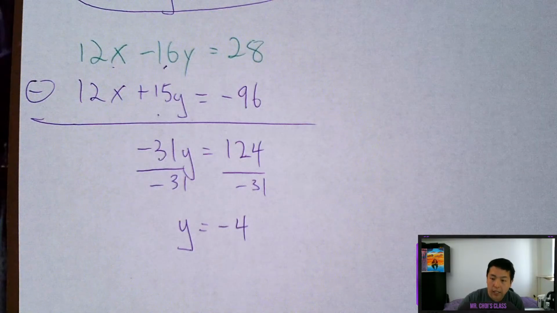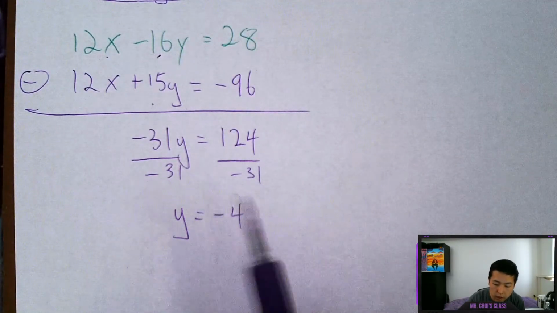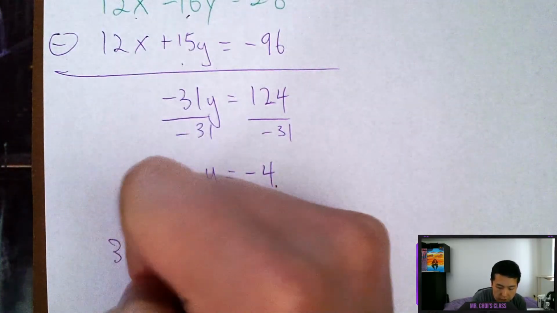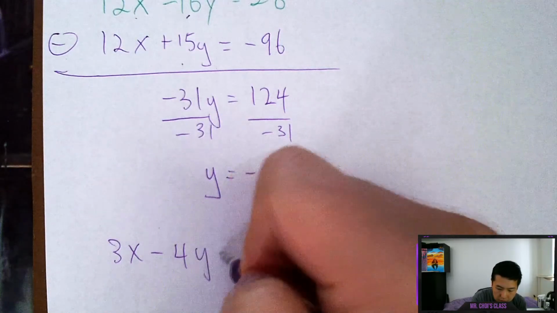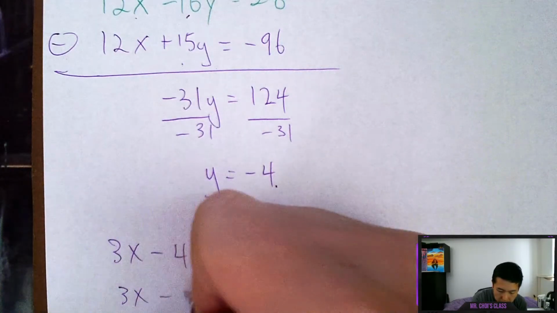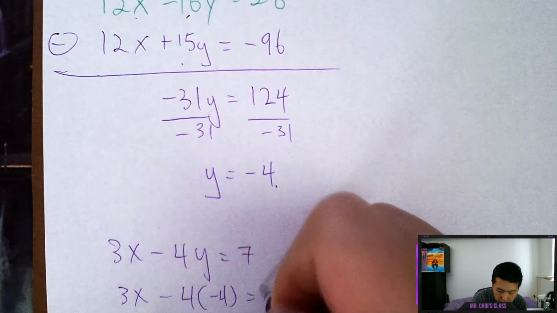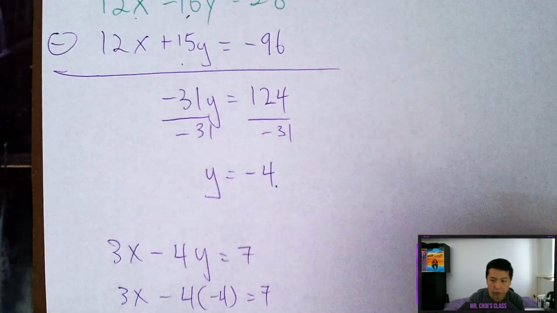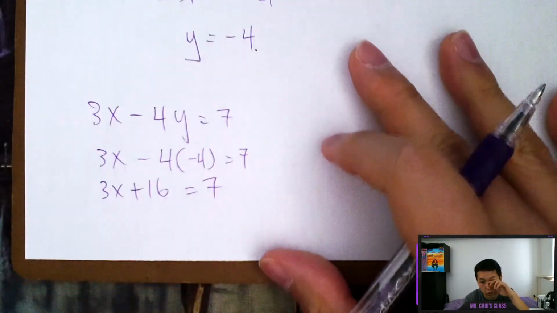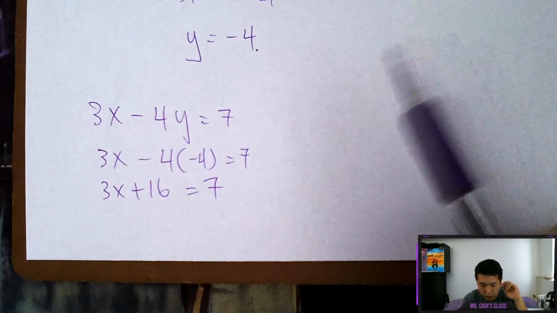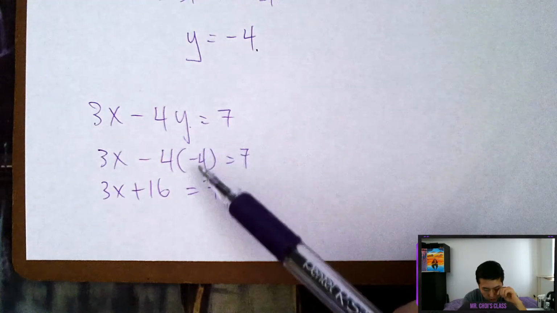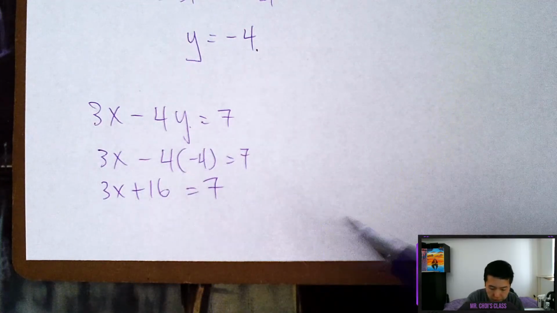So after that, we can plug this into our original equation. We have 3x minus 4y equals 7. 3x minus 4 times negative 4 equals 7. 3x plus 16 equals 7. And now we solve this equation here. So I've taken out my first equation, I substituted y equals negative 4, and then I solve it.